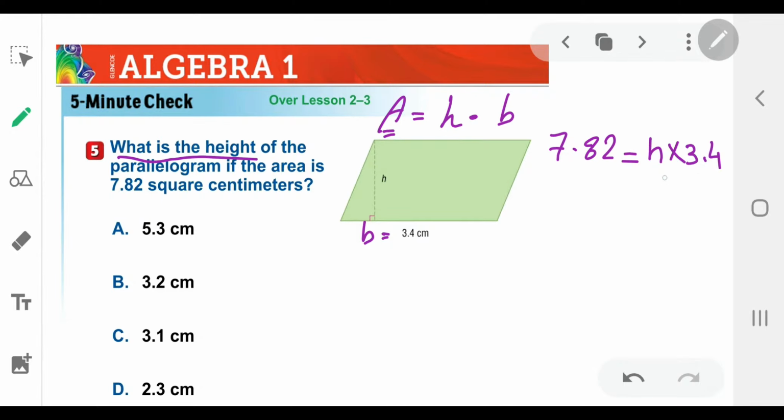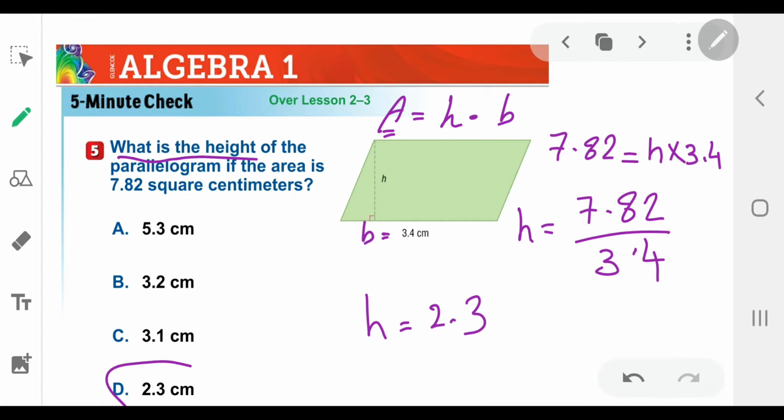To isolate the height and get its value, I would divide both sides by 3.4, or divide here directly by 3.4. Using long division, you would find out that the height would be equal to 2.3.